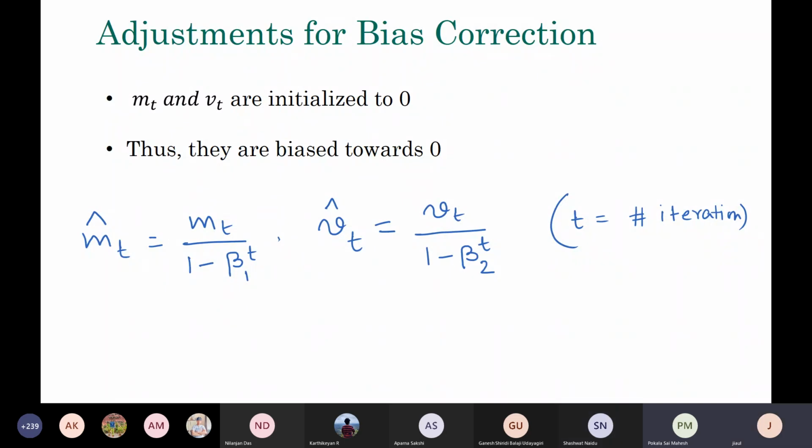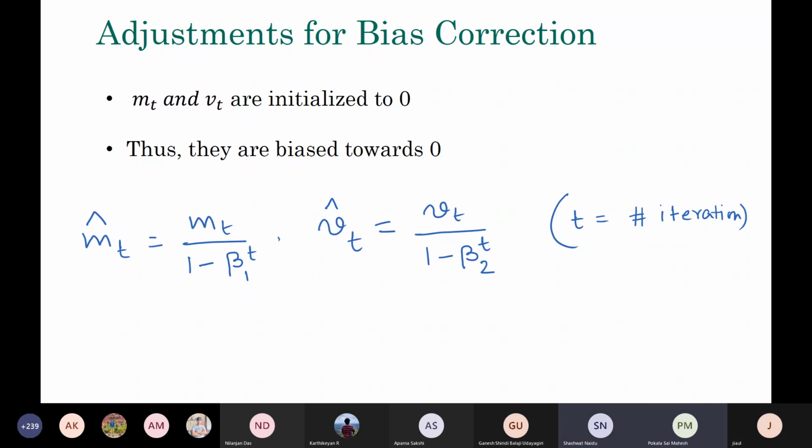But the thing is, how this expression actually came into the picture, M T by 1 minus beta 1 to the power T and so on. There is a proof why this came into place. I omitted the proof for the presentation, but if you like, I can show you the proof next time from the paper. So this did not come out of the blue. There is a proof. Yes.